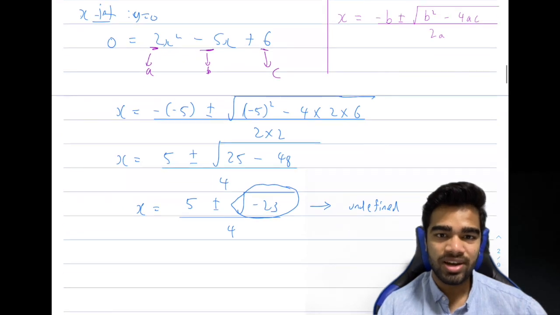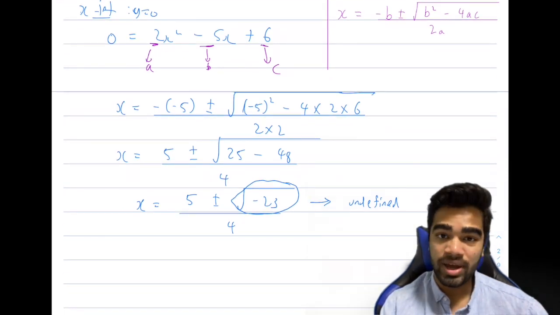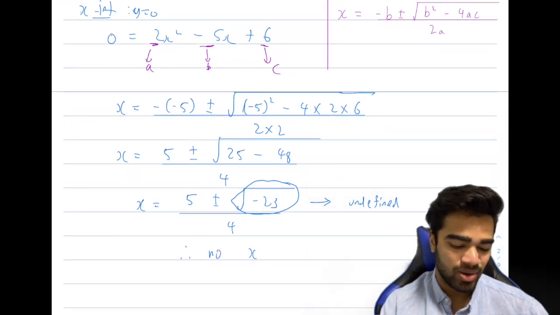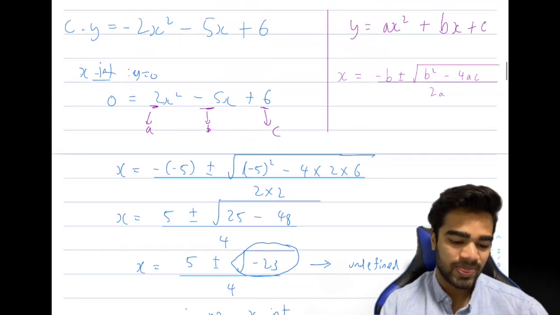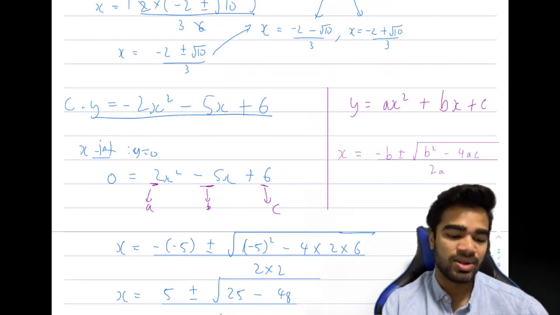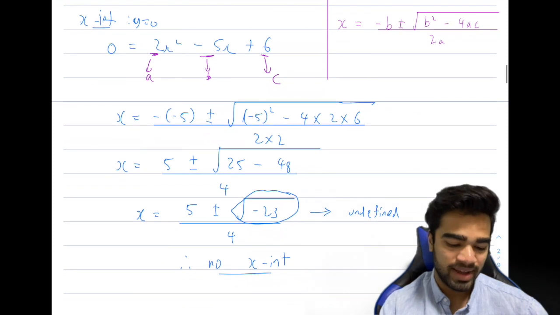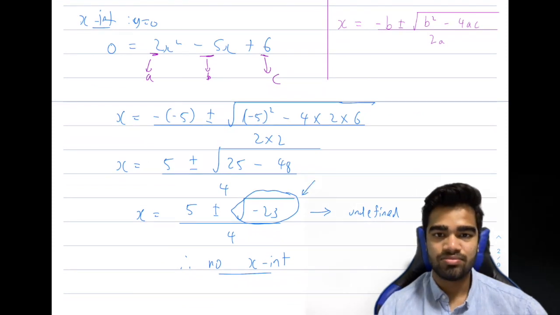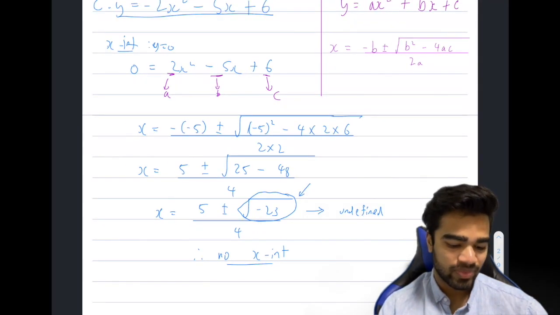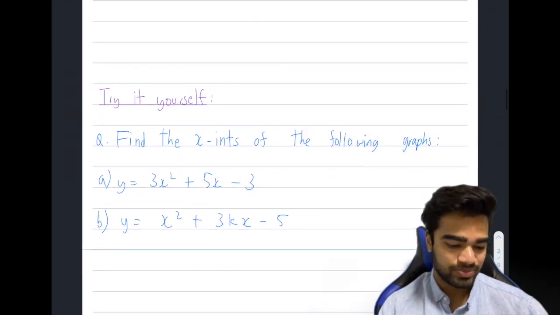So what does undefined mean? Well, there are no x-intercepts. So therefore, no x-intercepts for this graph. Okay, so the quadratic formula will tell us that as well. So if you do the quadratic formula and you get a negative inside the square root, then no x-intercepts. That's it. Okay, let's keep going.